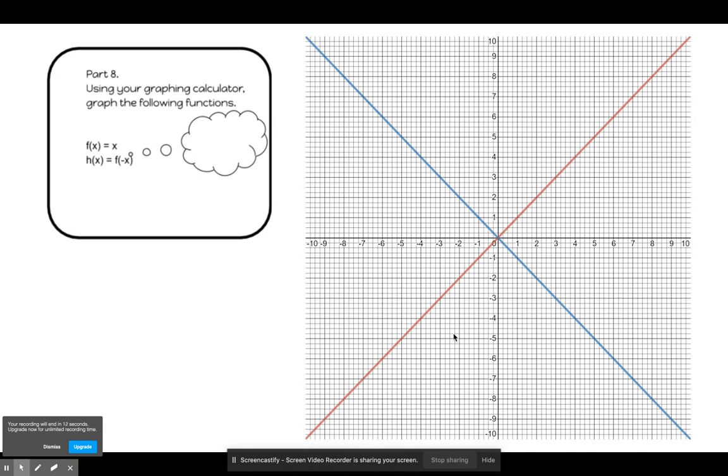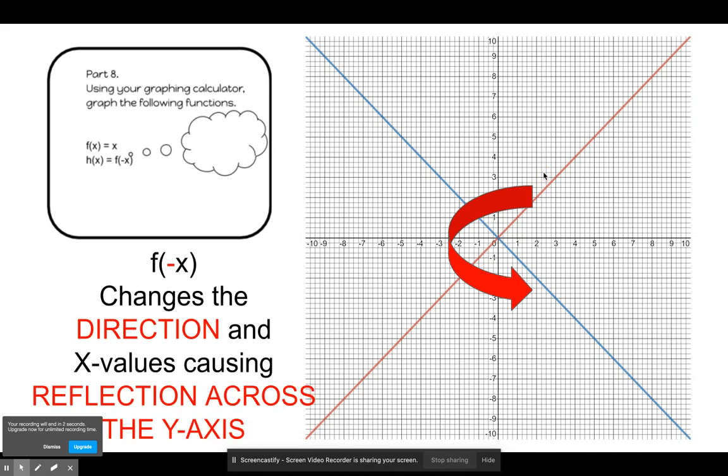And then the same here. We are changing the x values this time, so in order to do that, we have to go across the y-axis. So this is a reflection across the y-axis.